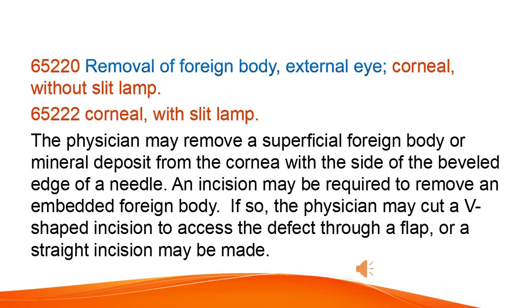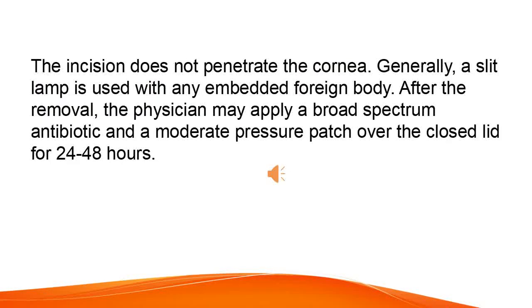An incision may be required to remove an embedded foreign body. If so, the physician may cut a V-shaped incision to access the defect through a flap, or a straight incision may be made. The incision does not penetrate the cornea. Generally, a slit lamp is used with any embedded foreign body.